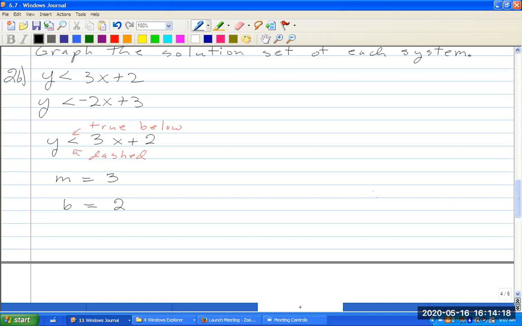For the other inequality, I have that y is less than negative 2x plus 3. So it's also true below, and this will also be a dashed line. The boundary line will be dashed.